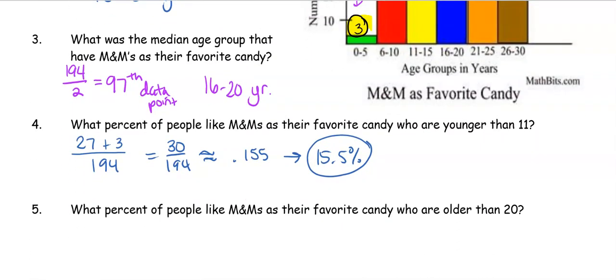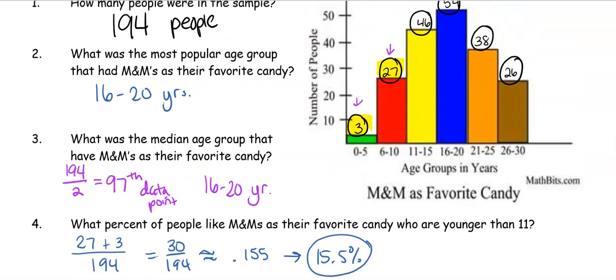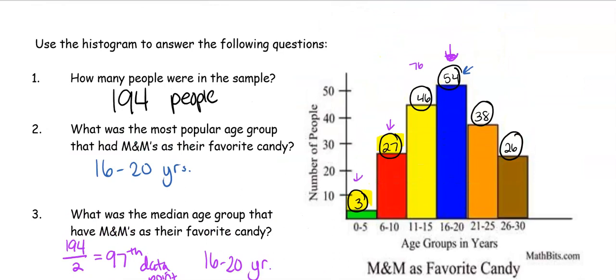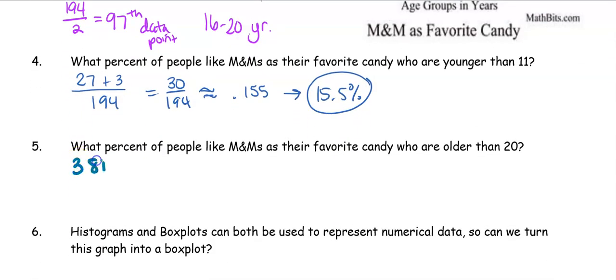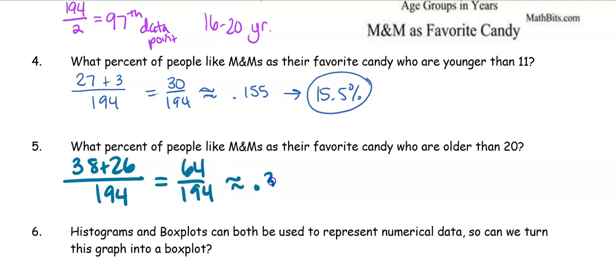What percent of people like M&Ms as their favorite candy who are older than 20? All right, so we go back to our histogram, older than 20. So we are looking at 38 and 26. Both of these groups are representing people that are older than 20. So we've got 38 and 26 fitting our description out of the 194 total. When we divide, we get about 0.33, giving us 32.99%.